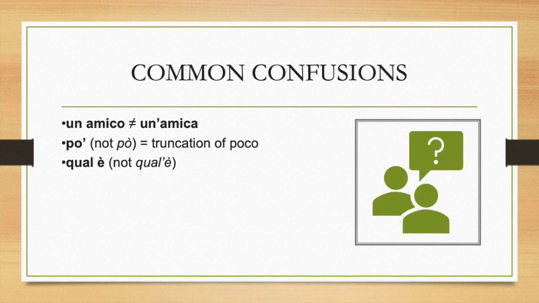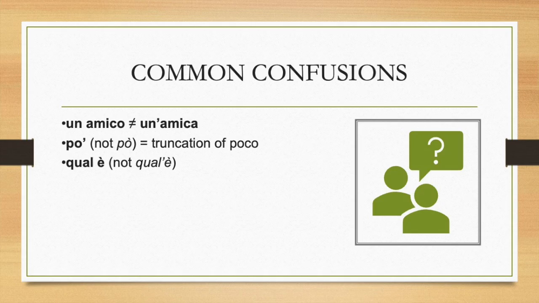So for example, if you write un auto with the apostrophe missing, you will make a mistake, because auto, even if it looks like masculine, is feminine, since it's the short version of automobile. You have learned this. So since auto is feminine, you must use un with the apostrophe.